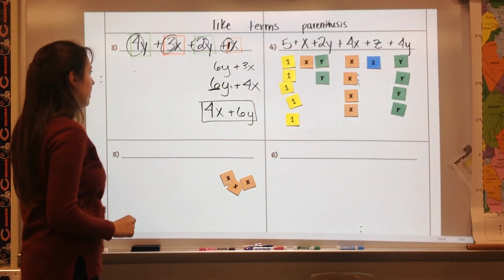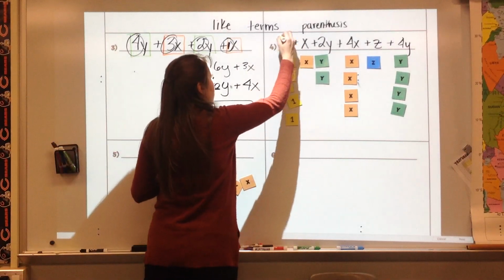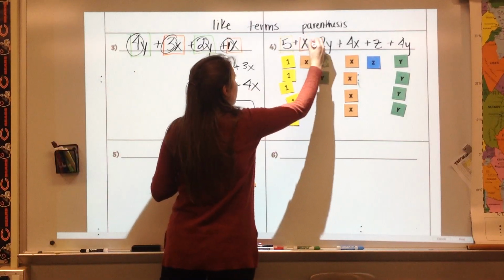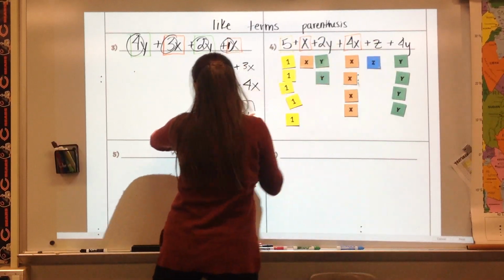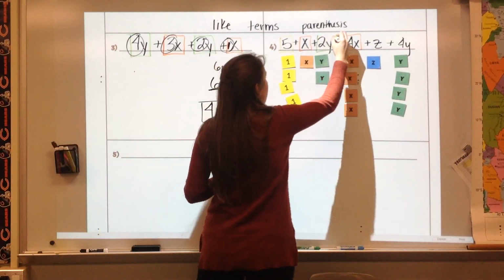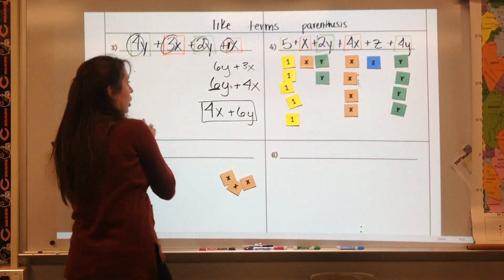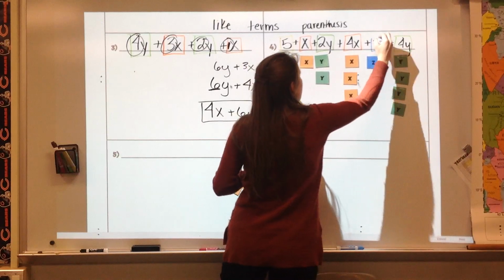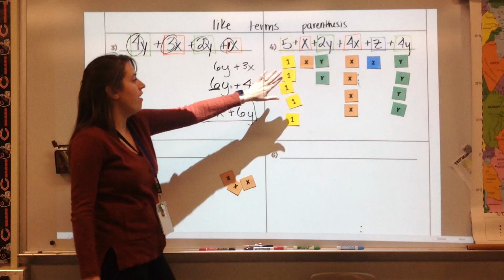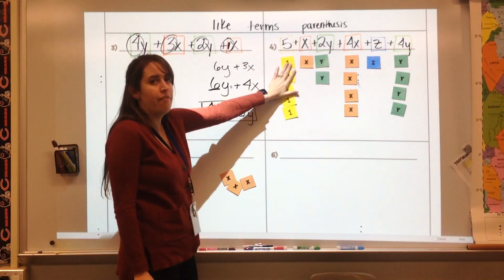So let's highlight accordingly. Our 5 is a constant. We're going to highlight that in yellow. Our x's we're highlighting in orange. Our y's we're highlighting in green. And our z we are highlighting in blue. So let's combine our like terms. We've got 5 1's. Are there any other 1's to combine with? Nope. So we just have 5.